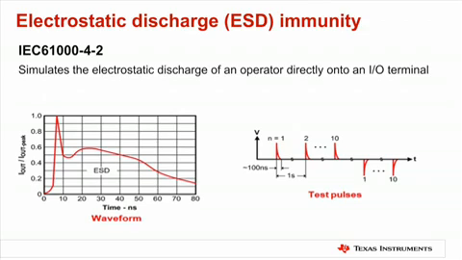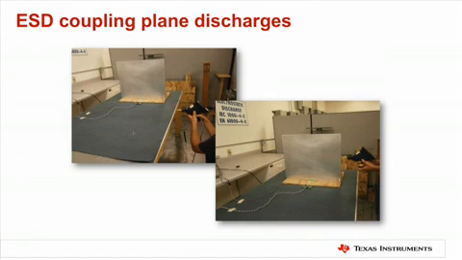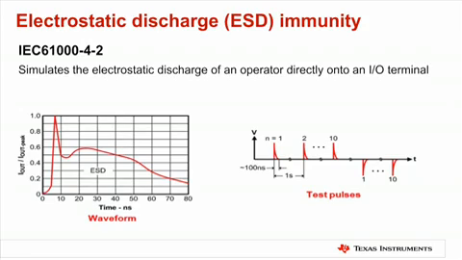This test simulates the electrostatic discharge of an operator directly onto an electronic component. To simulate this event, an ESD generator applies ESD pulses to the equipment under test, or EUT, either through air discharge, as shown in this photo, or through a vertical or horizontal indirect coupling plane, as shown in these two photos. Characteristics of this test are the short rise times, short pulse duration of less than 100 nanoseconds, high voltage, up to 15 kV, and low current.